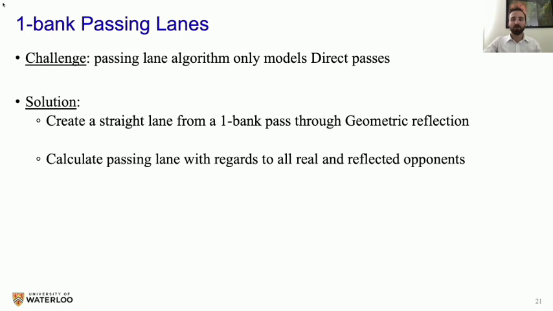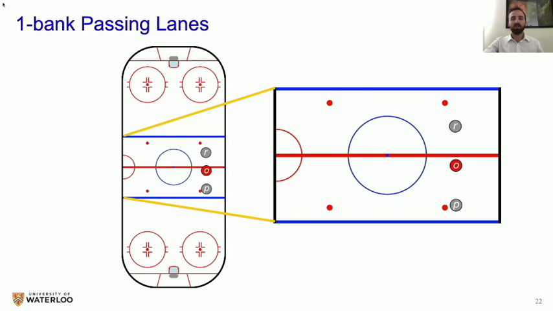Our next contribution is to extend the previous passing lane model to include one-bank passes, since it was only able to model direct passes previously. Our solution consists of modeling the one-bank pass as a direct pass through the theory of geometric reflections, ignoring things like spin or energy loss due to board contact, and then calculating the passing lane using all real and reflected opponents. To visualize this, consider this example in the neutral zone.